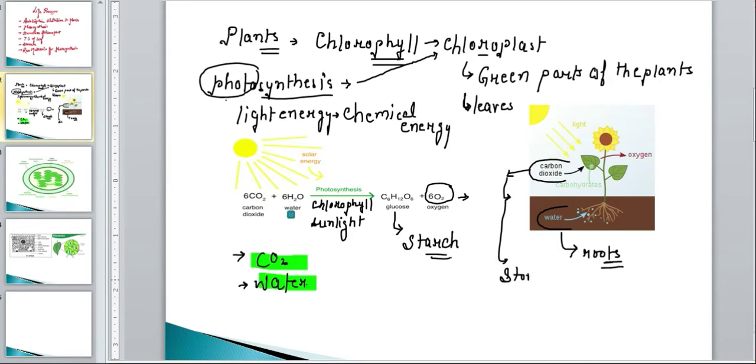I will show you the structure of the stomata also in the upcoming slides. So here the photosynthesis is a process, and that is how the glucose is formed, which is stored in the form of starch. Oxygen is evolved in this process, and this is a byproduct in the photosynthesis.